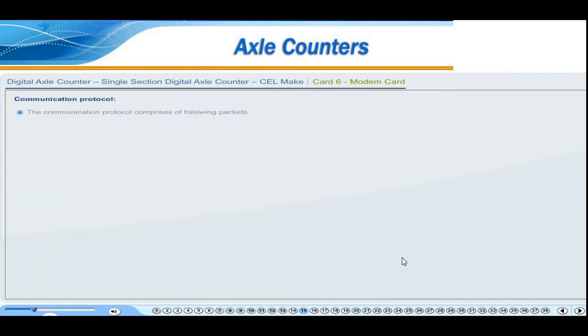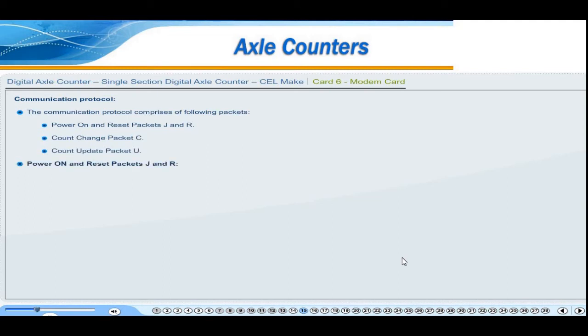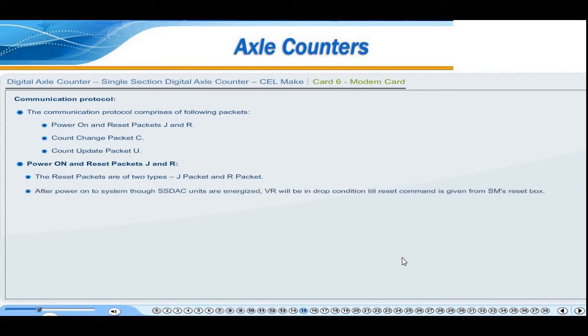Communication protocol. The communication protocol comprises the following packets: power on and reset packets J and R, count change packet C, count update packet U. The reset packets are of two types, J packet and R packet. After power on to the system, though SSDAC units are energized, the vital relay will be in drop condition till a reset command is given from the SM's reset box.